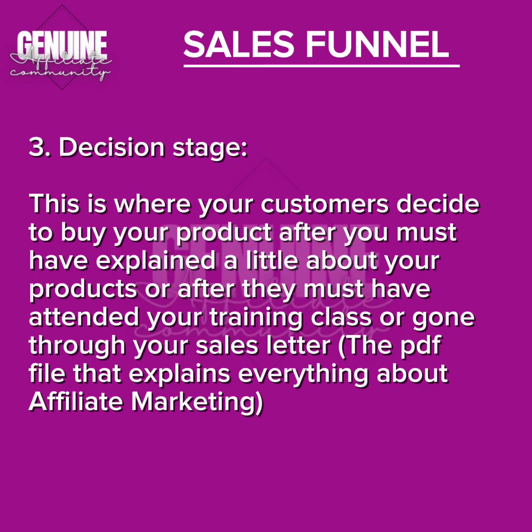Now, the third stage is the decision stage. This is where your customer decides to buy your products after you have explained a little about your product, or after they have attended your training class or gone through your sales letter. This refers to the PDF file that explains everything about affiliate marketing.